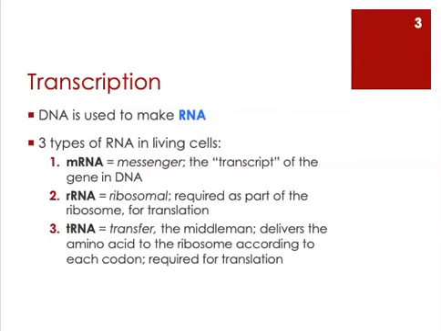rRNA, or ribosomal RNA, is the type of RNA that makes up part of the ribosome. rRNA is required in order for the ribosome to function correctly. And remember that ribosomes are the machinery that help perform the process of translation.